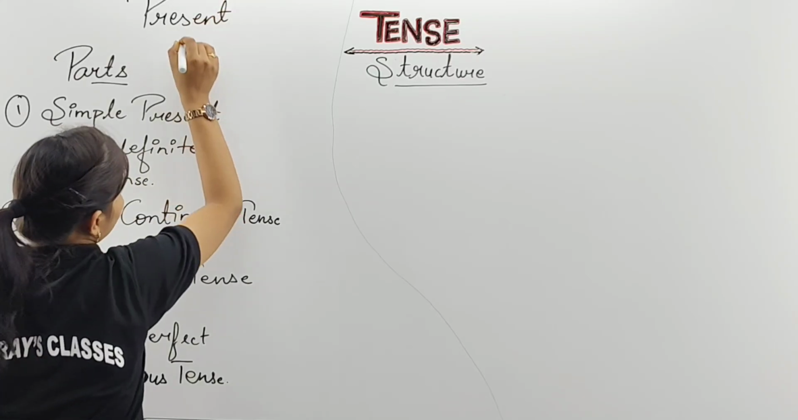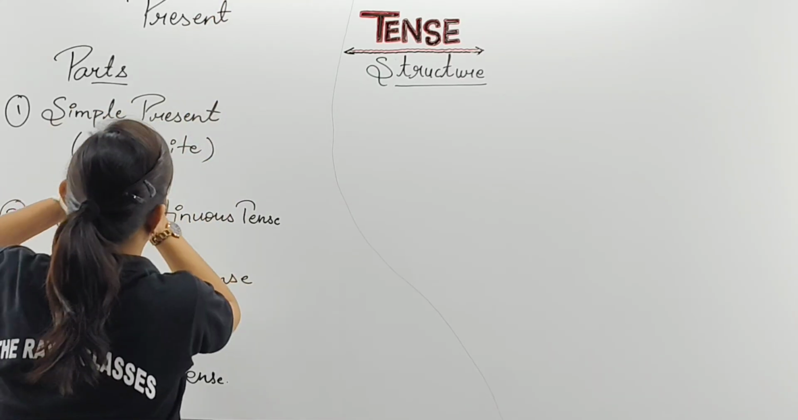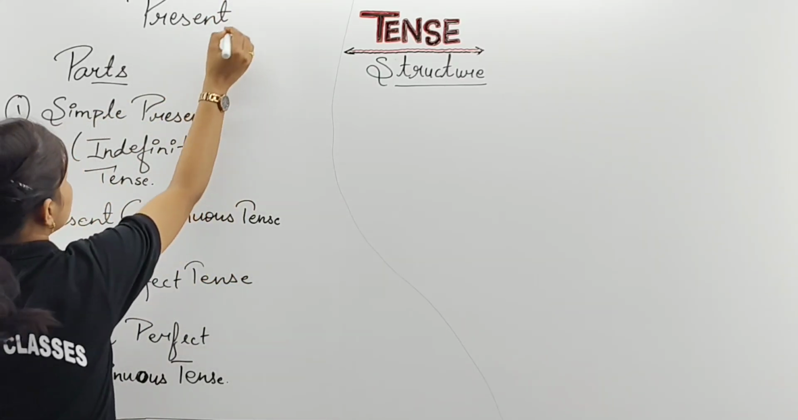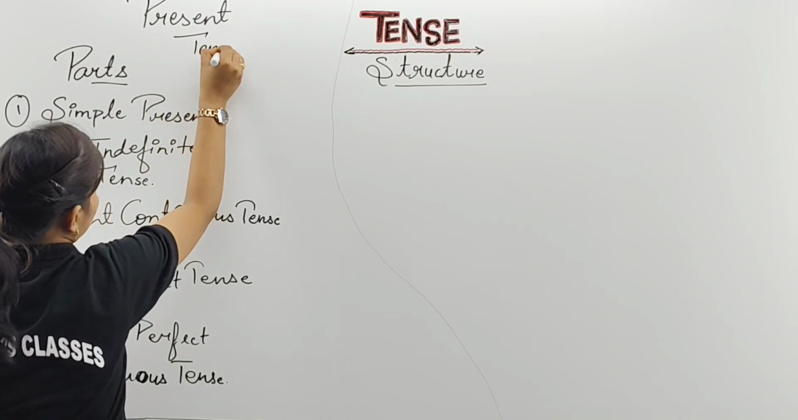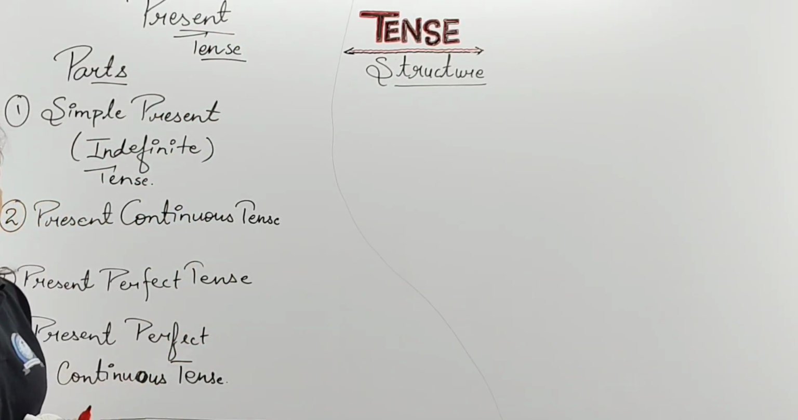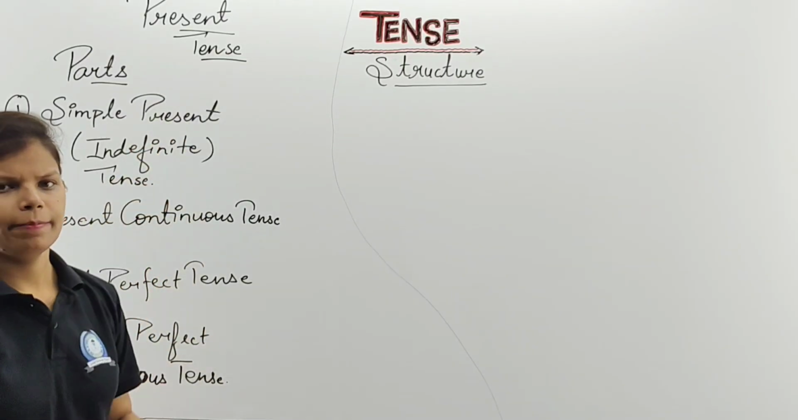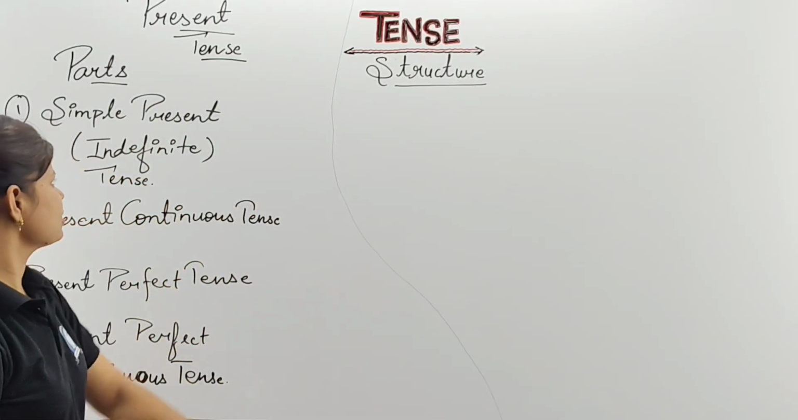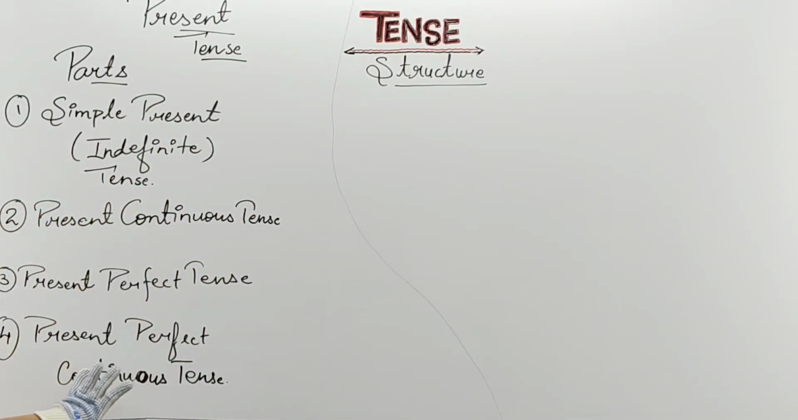present, or you can write present tense, first type. Clear? Hope it is visible. Understood, no? So let's discuss the structure of this one. Now the types are clear for you.